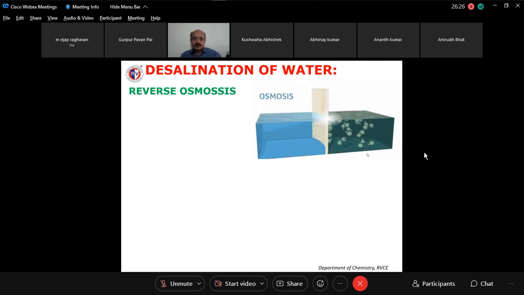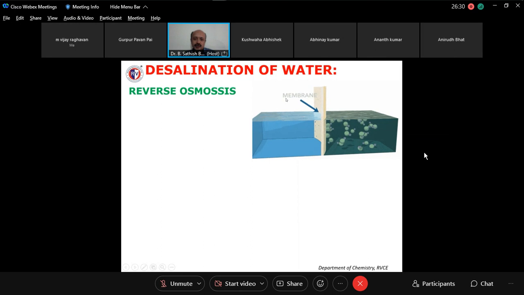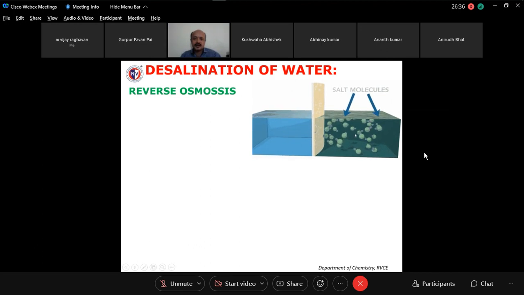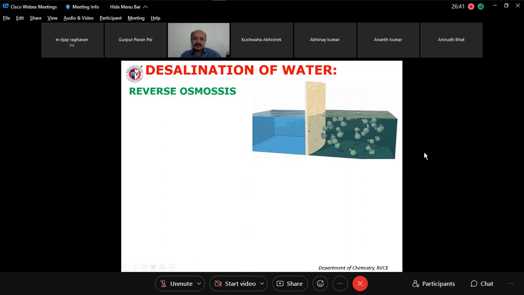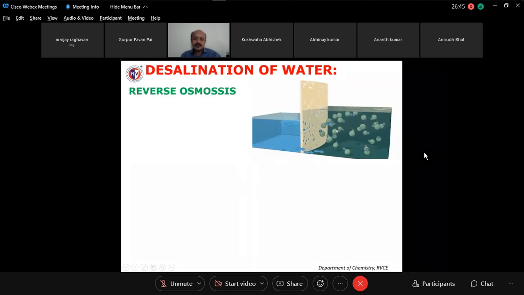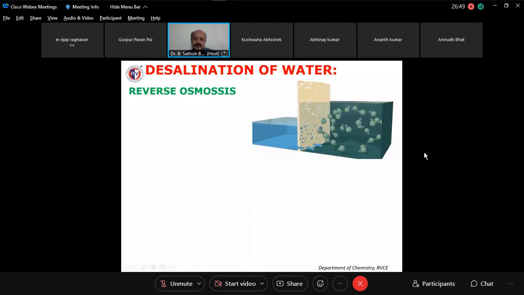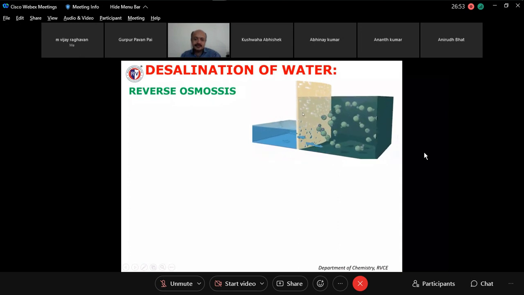You can see here, this is the osmosis process. This is the semi-permeable membrane, and water molecules are moving from the lower concentration side to the higher concentration side. These are salt molecules. See, this is the natural osmotic process, the spontaneous osmosis process, and this is the semi-permeable membrane which is used in the osmosis process.